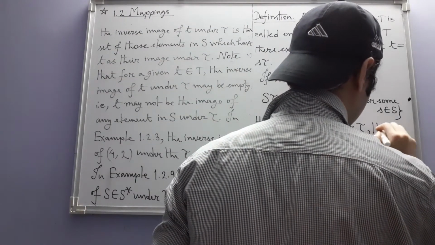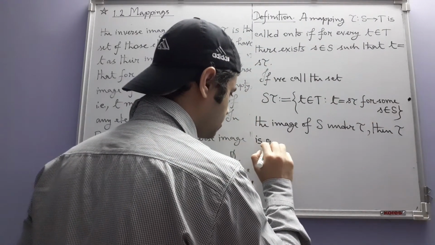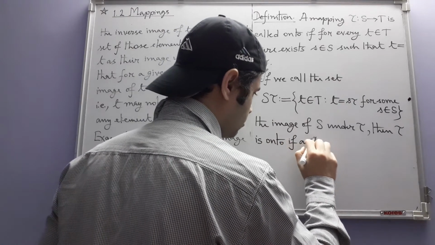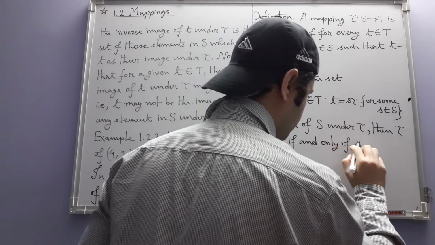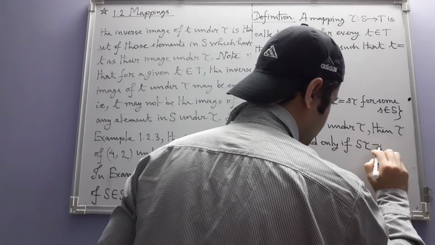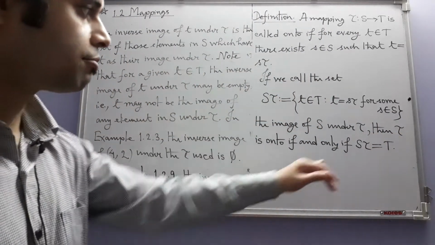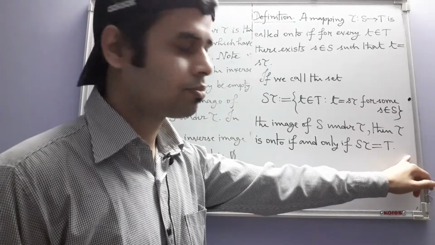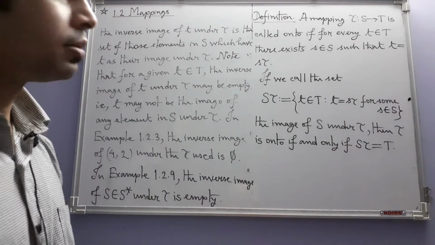Then tau is onto if and only if the image of S under tau is equal to T. That is, the set of all images covers T entirely. There is no place in T left where a non-image is there.